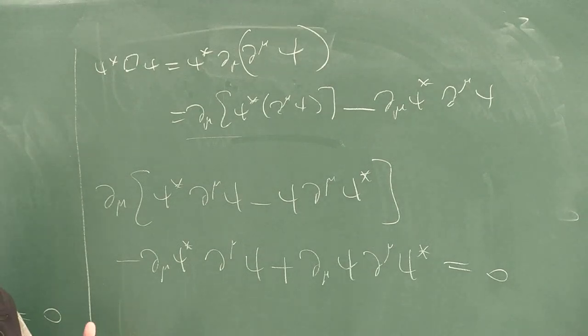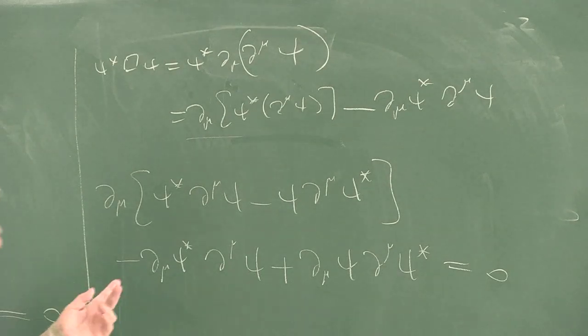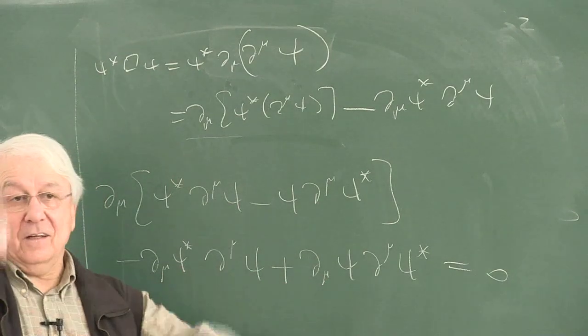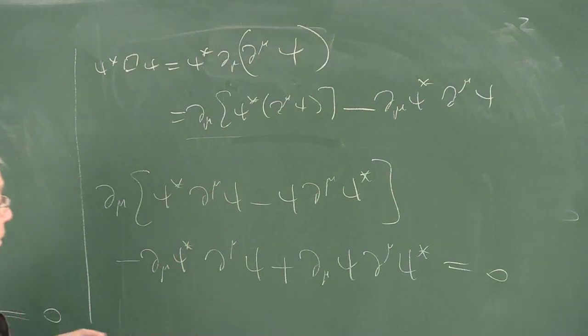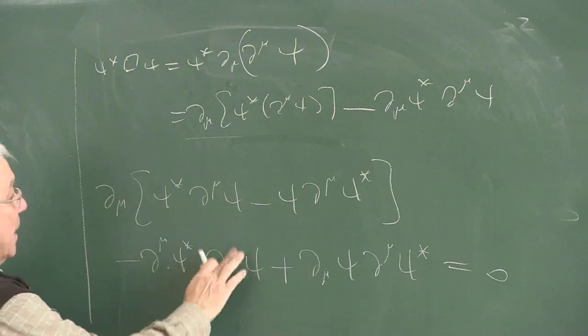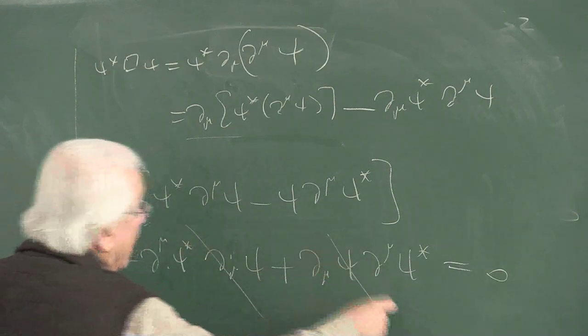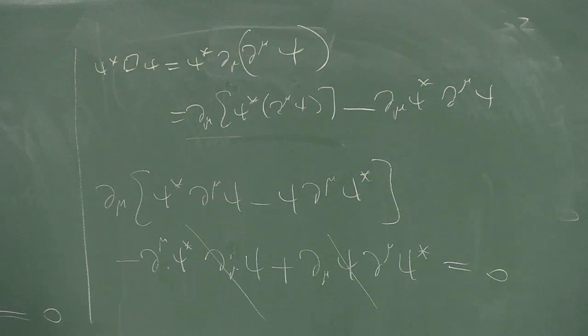Can I cancel these last two? Why? I'm joking, of course. The answer is yes. I'm trying to confuse you. The first one is d mu psi star d super mu psi, and the other is d mu psi d super mu psi star. Indices can be raised and lowered in parallel, right? If you raise this and lower this, indeed it becomes identical. It was identical before, but now it looks trivially identical, so indeed they cancel. And so we end up with the first equation: the total divergence of something, again of four-vector nature, is equal to zero.